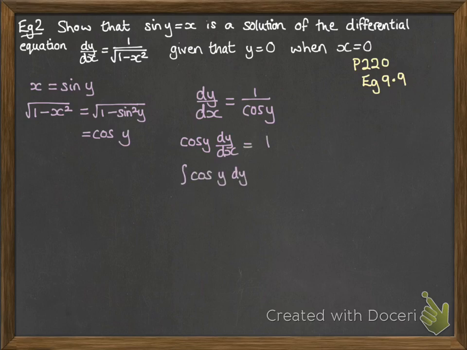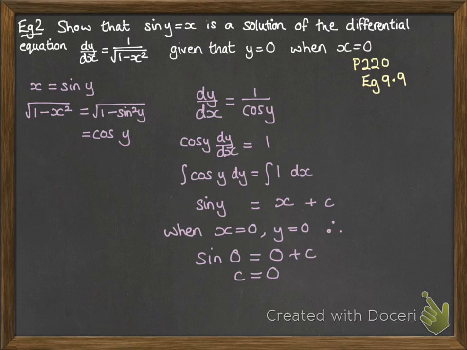So then separating variables and integrating both sides gets us sine y is equal to x plus c. Now since x equals 0 and y equals 0, we can then show the following, that c is 0, so therefore sine y equals x we've validated as our solution.